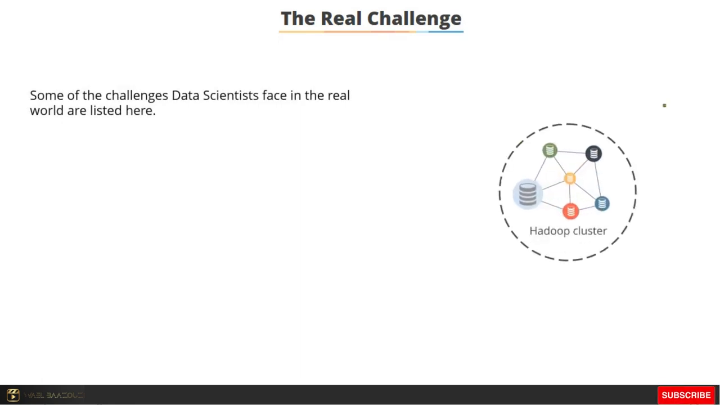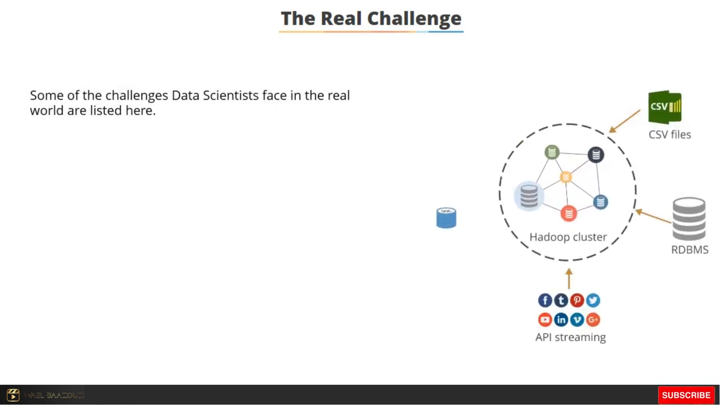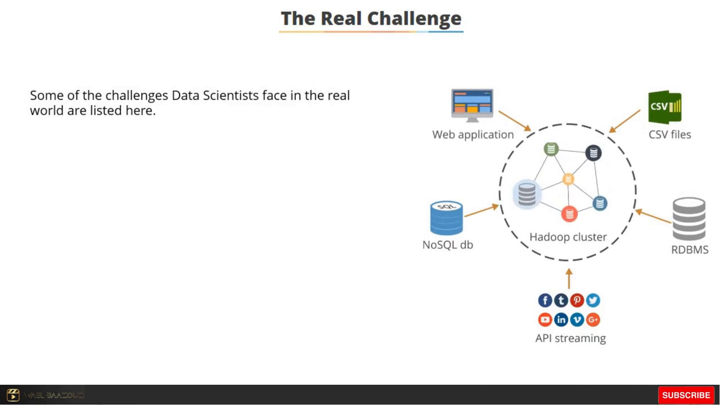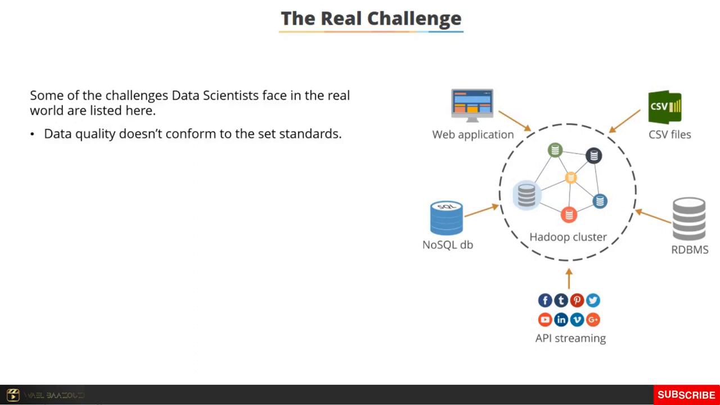We have seen how data science can be applied across different sectors. Let's now take a look at the various challenges that a data scientist faces in the real world while dealing with data sets. Data quality. The quality of data is mostly not up to the set standards. You will usually come across data that is inconsistent, inaccurate, incomplete, not in the desirable format, and with anomalies.